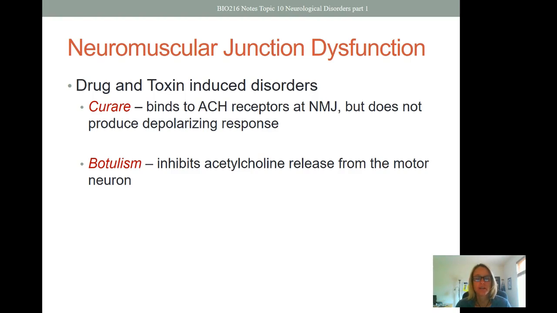Botulism, on the other hand, inhibits the release of acetylcholine from the motor neuron, so there's not enough acetylcholine to bind to the muscle and produce a response. This has been capitalized on through the use of Botox to inhibit muscles in the face to prevent formation of wrinkles.